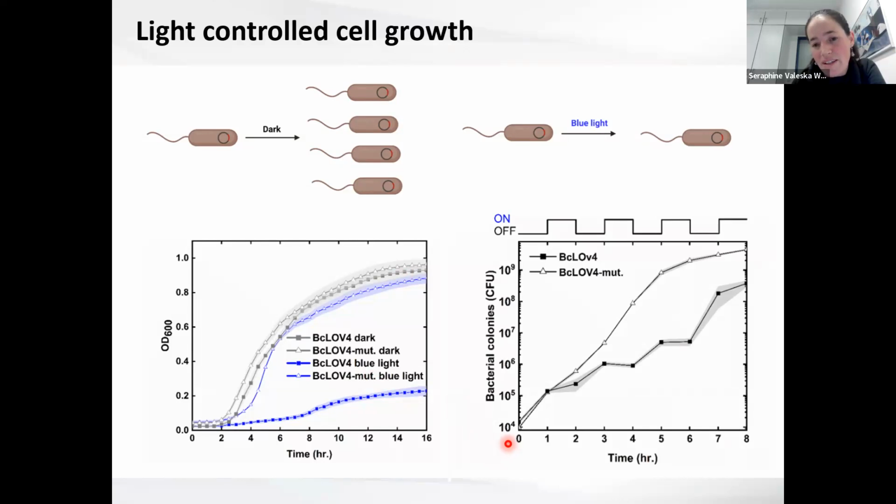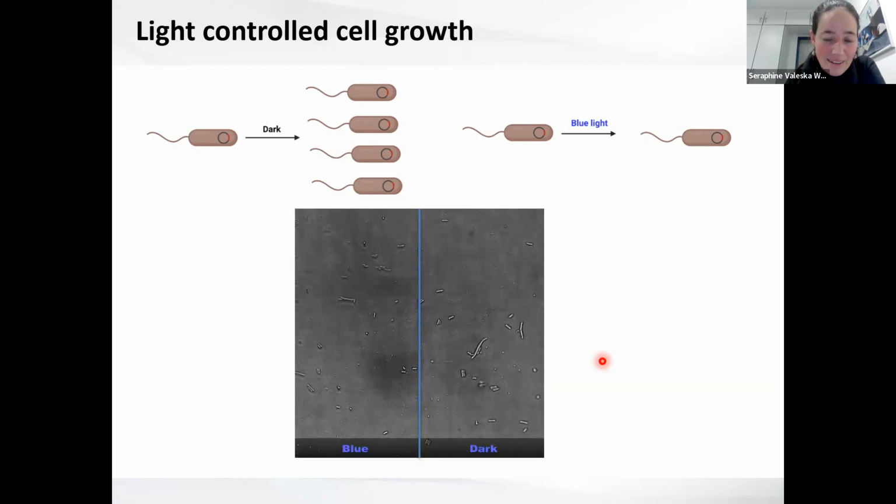And we can actually use this to control bacterial growth on a logarithmic scale and with high temporal control. So we can have phases of cell growth. And then when we start illumination, we stop cell growth. And then when we stop illuminating again, the cells grow, and so on. So we can control this growth and arrest of growth reversibly.